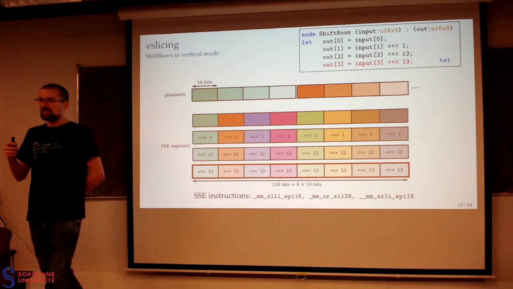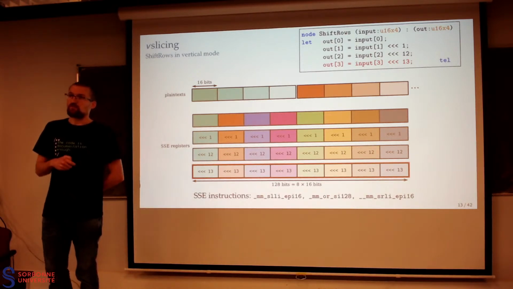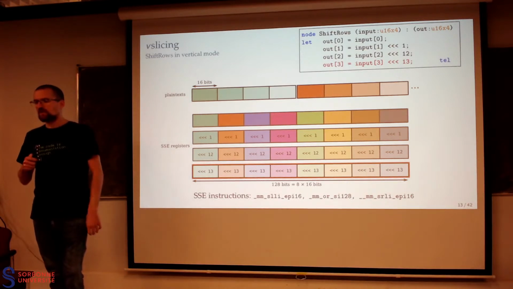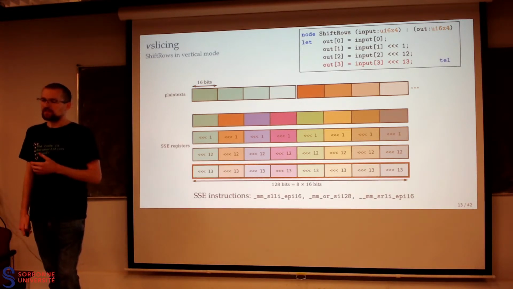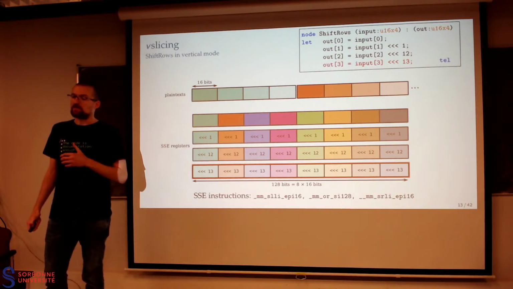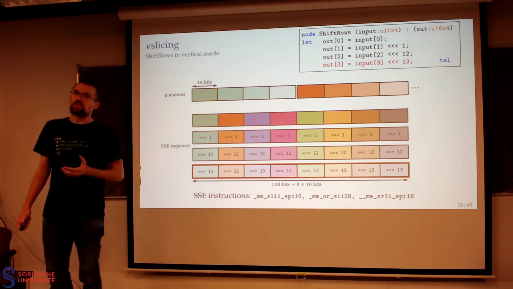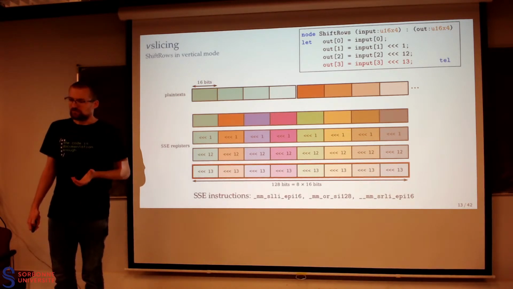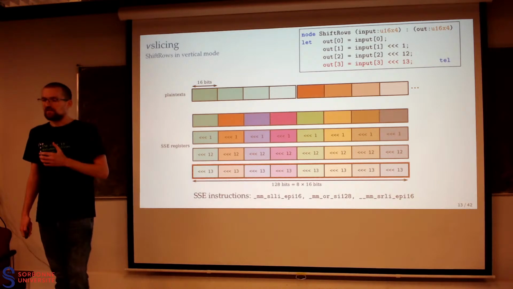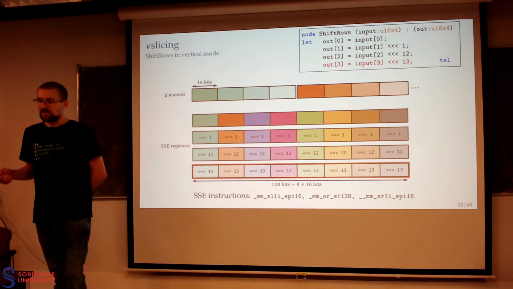Overall, it means that in vertical slicing, shift rows requires 9 instructions, 3 per rotation. Compared to bitslicing, where shift rows was free thanks to copy propagation, however, it used 64 registers, 64 variables, and thus put a lot of pressure on the registers, whereas in vertical slicing, we only require 4 registers, and there is thus no need to spill any data to memory.